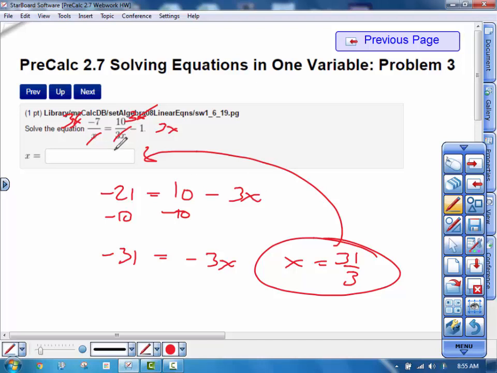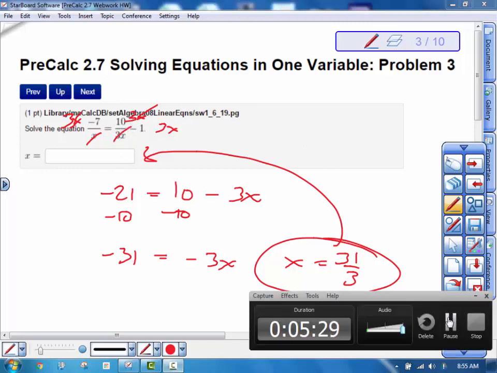And obviously don't forget to check it, but it should work in this problem. I don't see any undefined values, but just make sure you check it to make sure that it works in these problems. All right, same thing here.